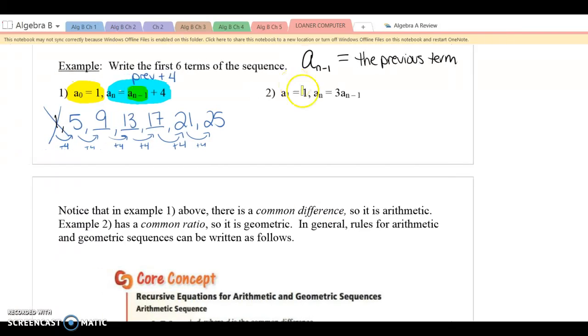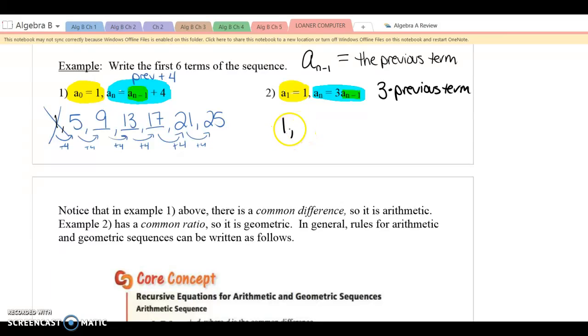Number 2. First, they tell you that the first term is 1. Then they tell you to get the next term, you take 3 times the previous term. So this statement says 3 times the previous term. So on your own, I would like to see if you can come up with the first 6 terms of that sequence. 3 times the previous term.